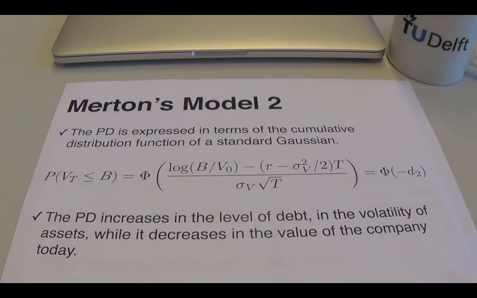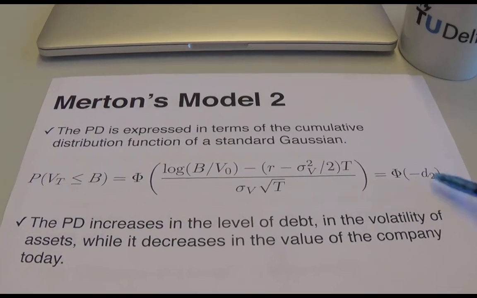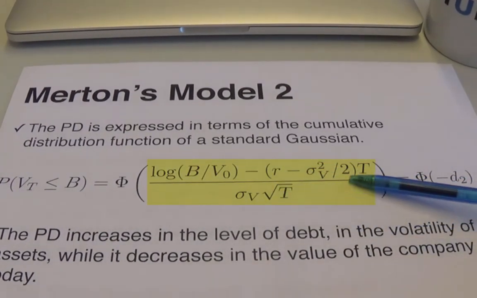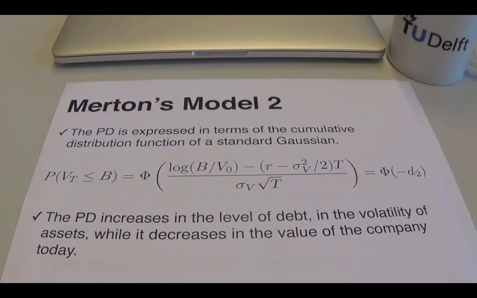Always on Merton's model, we have seen that the probability of default is expressed in terms of a cumulative distribution function of a standard Gaussian. In particular, this is computed in minus d2, which is what we see here. What we can say is that the probability of default increases in the level of debt and in the volatility of assets, while it decreases in the value of the company today.